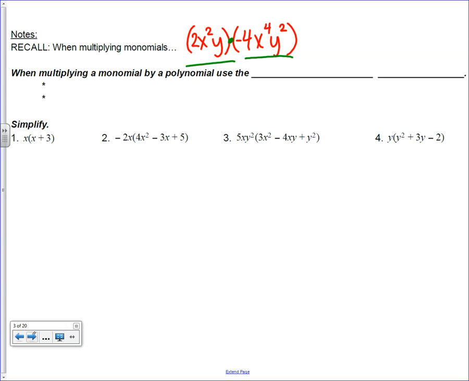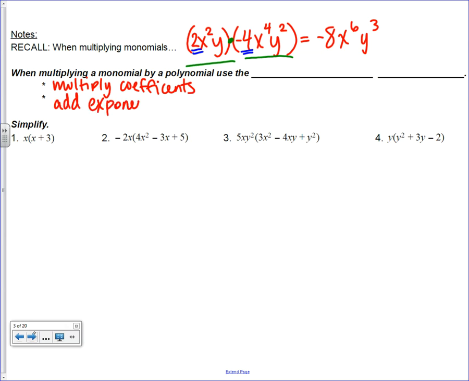Okay, if you remember, we went ahead and multiplied our coefficients, which were these numbers here, and that would have gave me -8, and then we added our exponents, which would give me x to the 6th and y to the 3rd. Okay, so I need you to remember that we are going to multiply coefficients and add exponents. Okay, and I'm sure you can guess as you look down at these problems that we have here, 1, 2, 3, 4, that we are going to be using the distributive property.